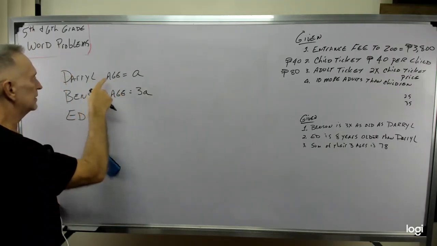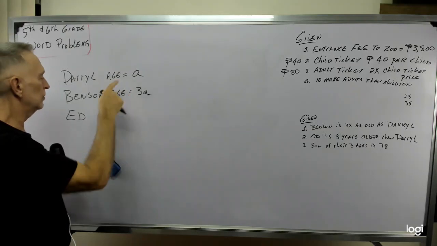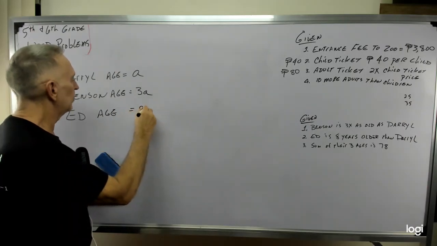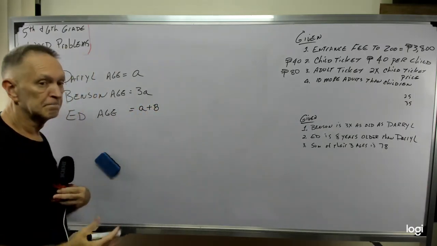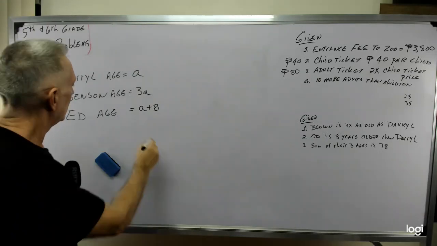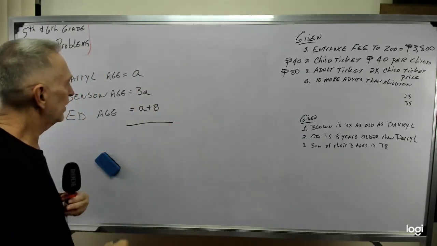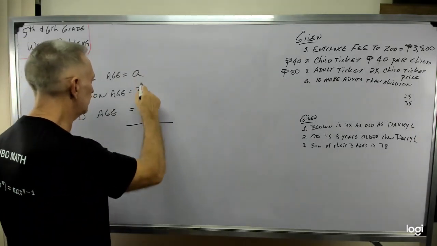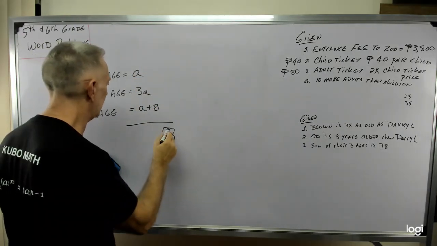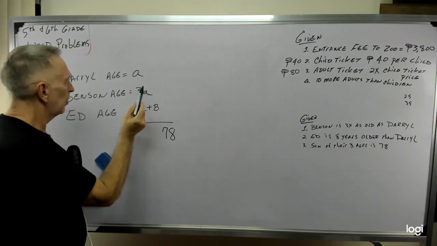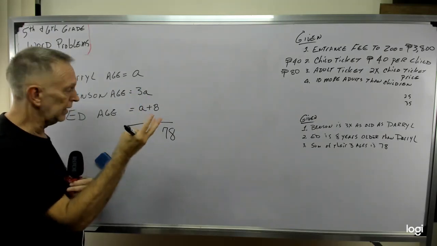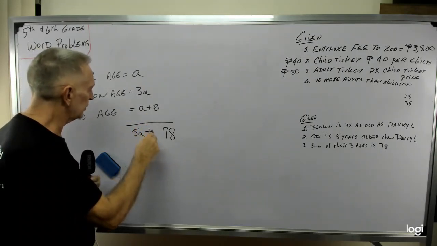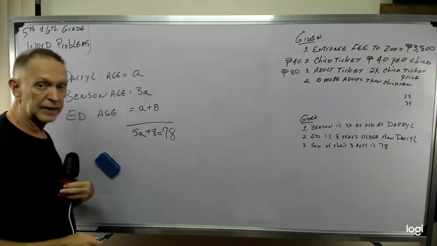This guy, Ed, is 8 years older than Daryl. Well, Daryl is A, so his age is A plus 8. And it says then that the sum of all of their ages is 78. So if you add all of this up, you get 78. So A plus 3A is 4A, plus 1 is 5A. So 5A plus 8 equals 78.